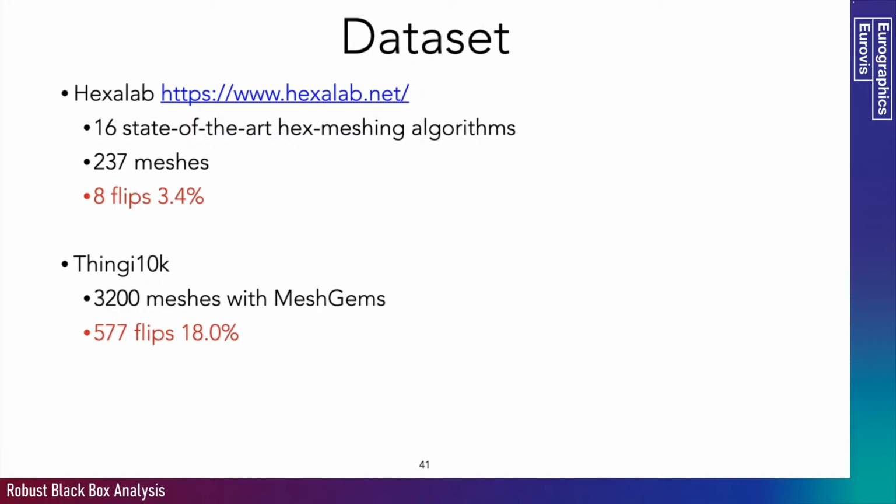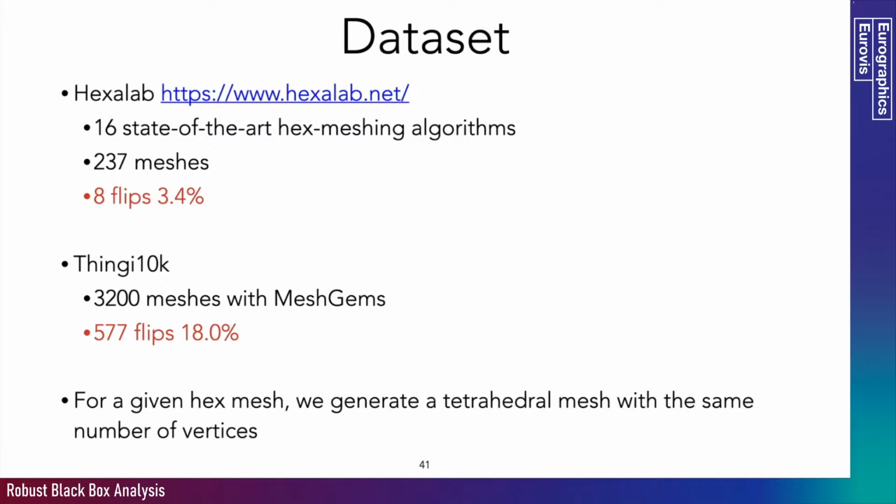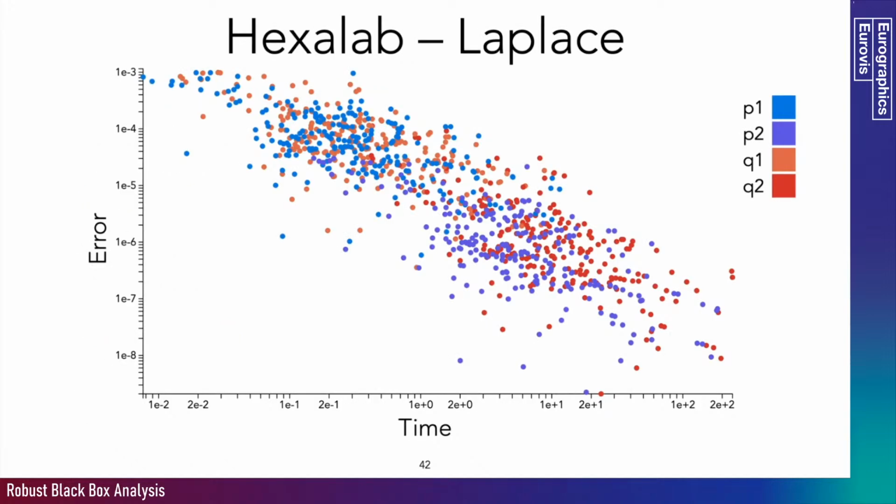So this is how we obtain our hex meshes, and for every hex mesh, we generate a tetrahedral mesh, which will be presented later in this talk, with the same number of vertices. So now we have meshes which have a similar number of vertices. With this large dataset, we can actually compute and solve PDEs and see how the two methods are behaving. Let me start first with the HexaLab.